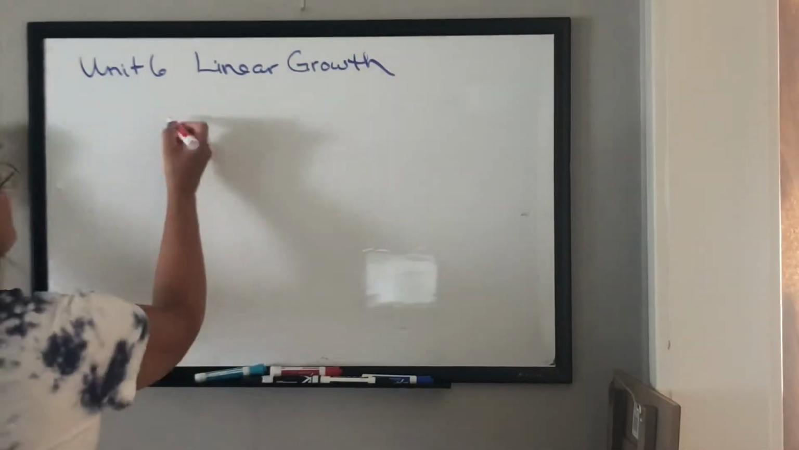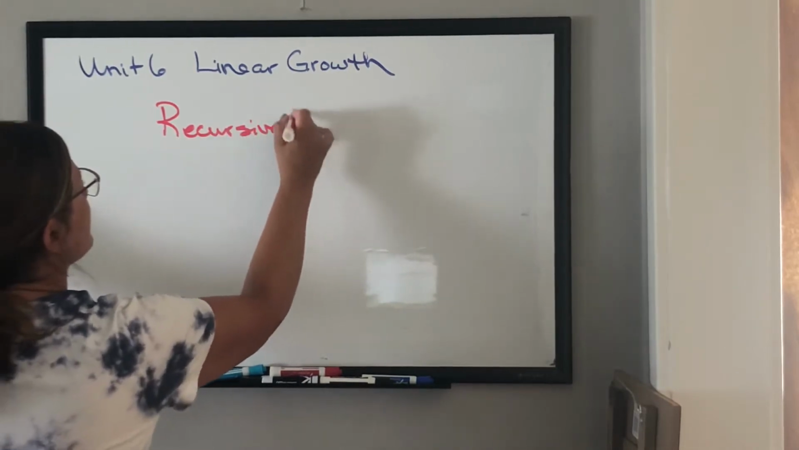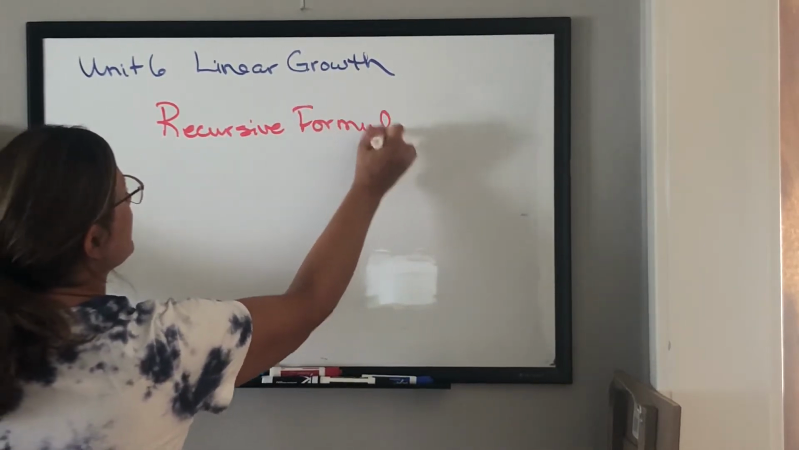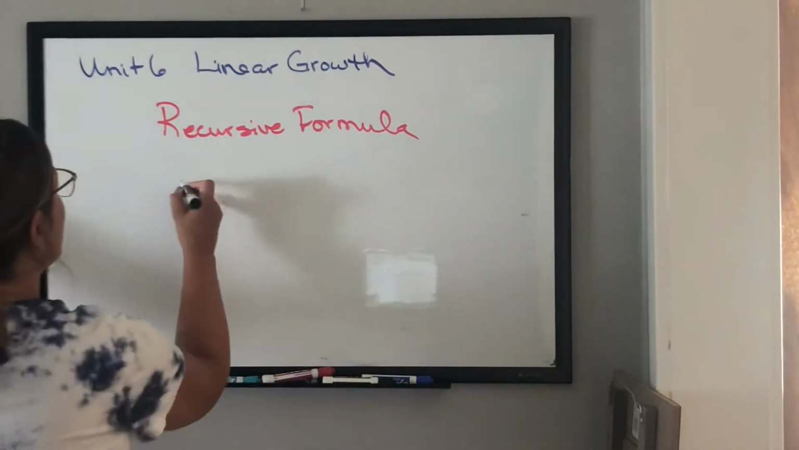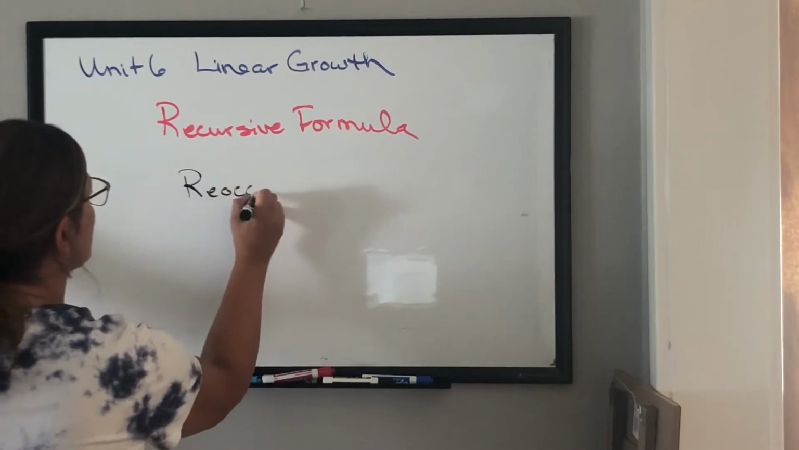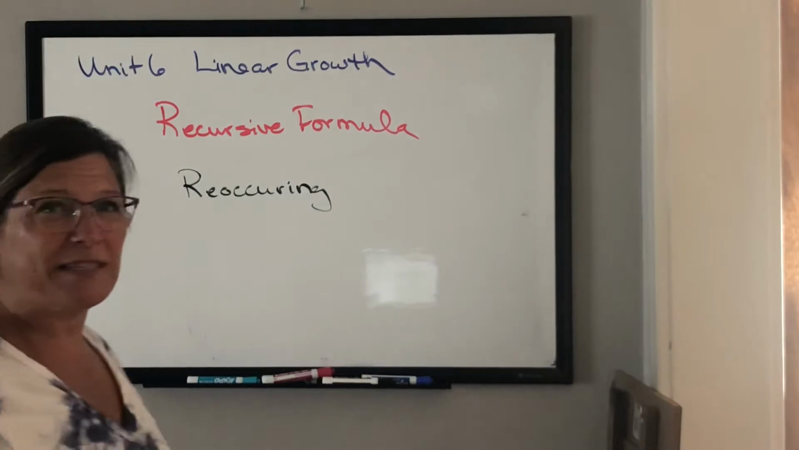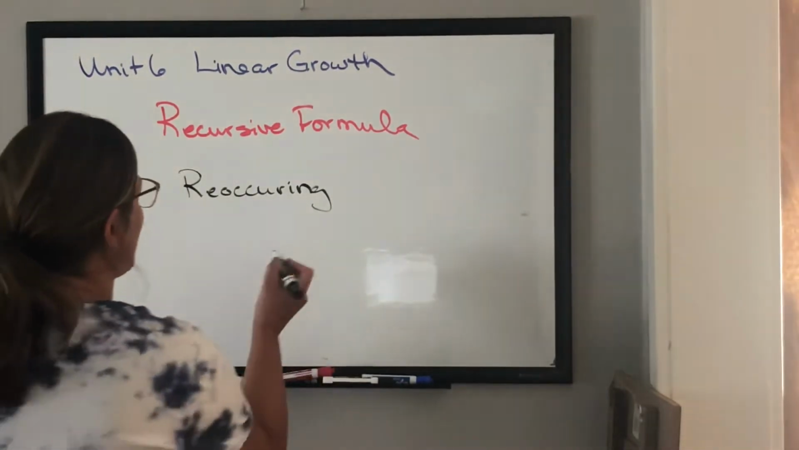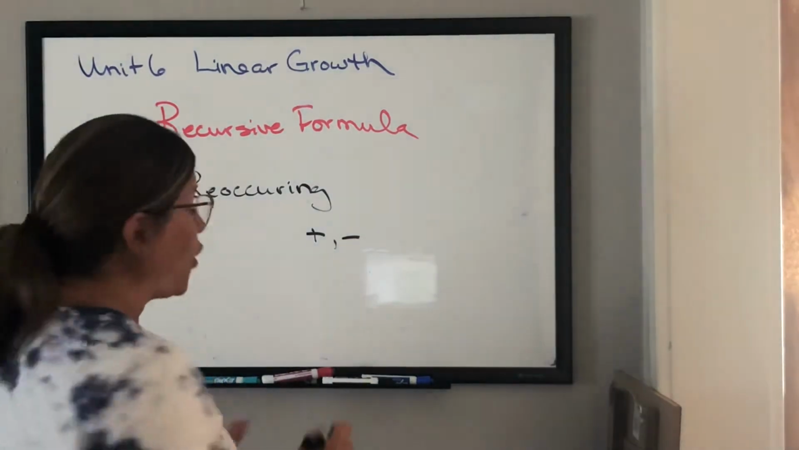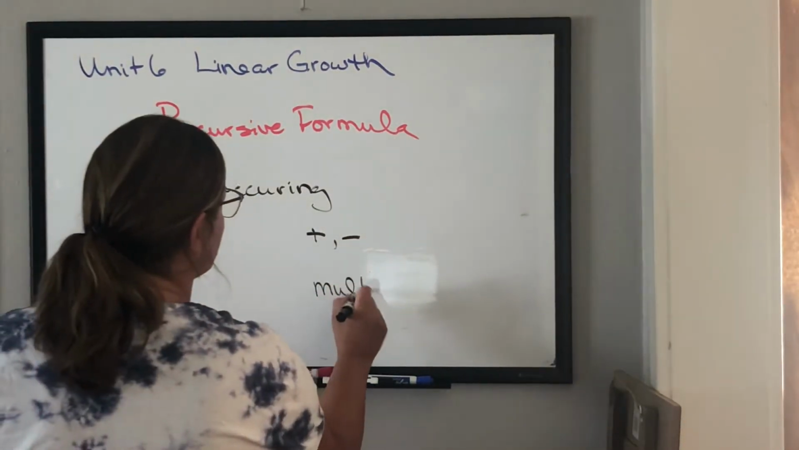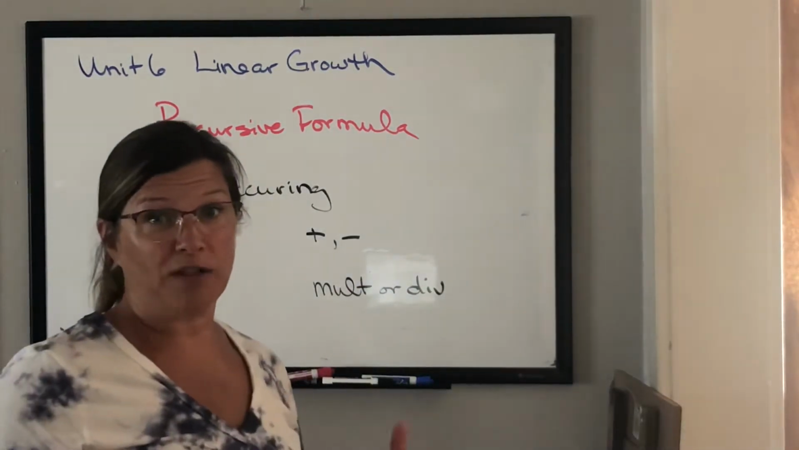The first one is called a recursive. And that is where something is reoccurring over and over again. And what we do is we say, what's happening? What's reoccurring each time? And it might be adding or subtracting, that would make our linear, or it might be multiplying or dividing. This is going to make our exponential one where we multiply or divide.